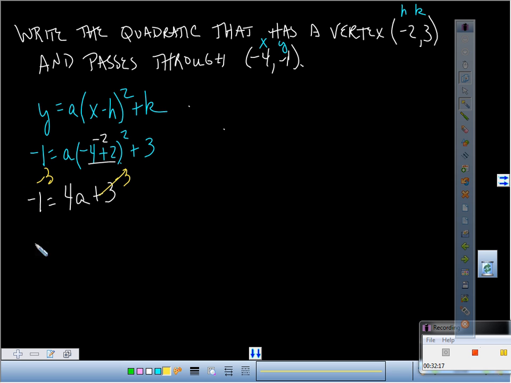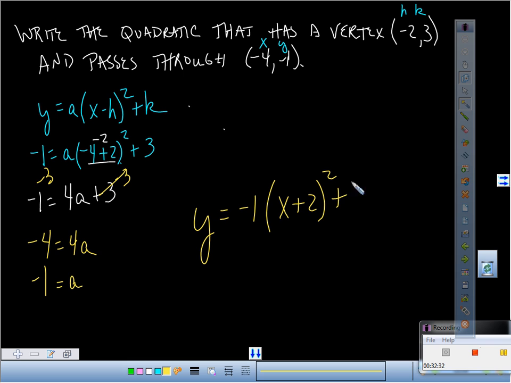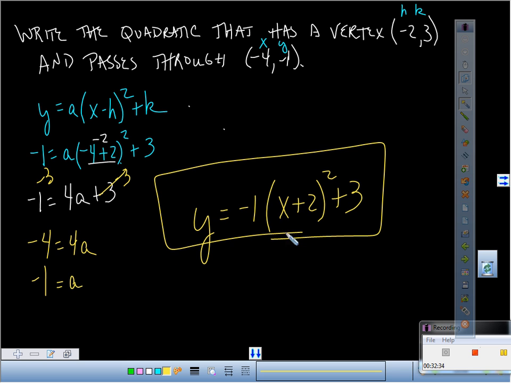What's negative 1 minus 3? Is equal to 4a, so what's a? Negative 1. All right. So my equation, y is equal to negative (x plus 2) squared plus 3. Perfect. Okay? Now, you can check it, but this time my vertex would not be a minimum, it would be a maximum. Very good, because it opens down. Awesome job. All right, anybody got a question?